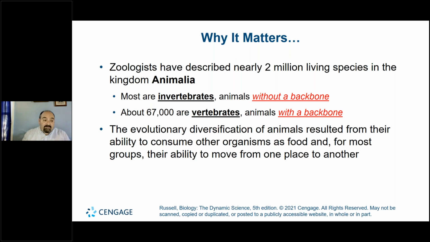An important statement here is that the evolutionary diversification of animals resulted from their ability to consume other organisms as food, and for most groups, their ability to move from one place to another. Now, there are some animals that in later stages of development are immobile, not able to move. Know that, because that can also affect their ability to access food.